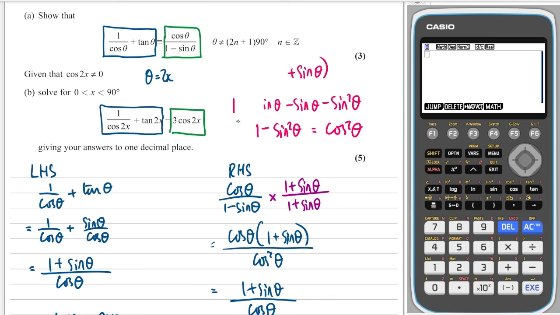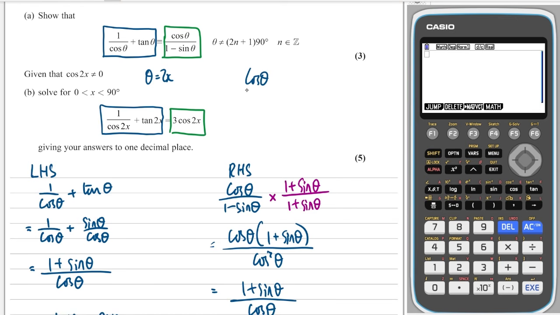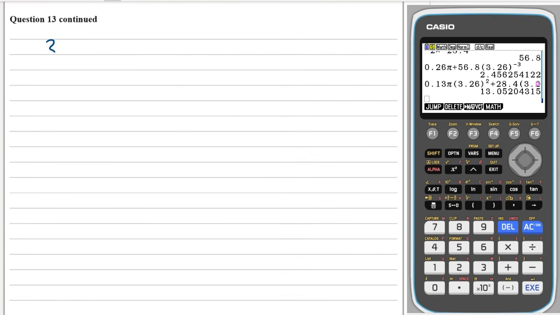So with that being said, we can write that I need to solve the equation cos 2x over 1 minus sine 2x is the same as 3 cos 2x. So that is the equation I'm going to solve, and I'm going to grab some more space and solve it. So that was 3 cos 2x is equal to cos 2x over 1 minus sine 2x.